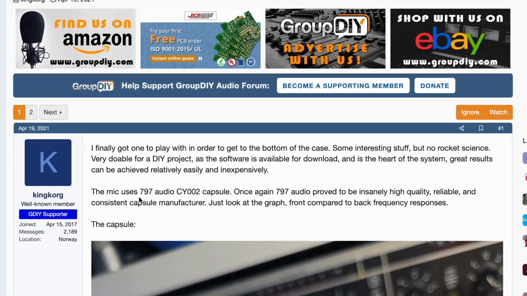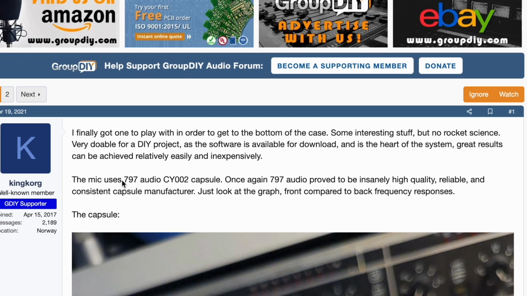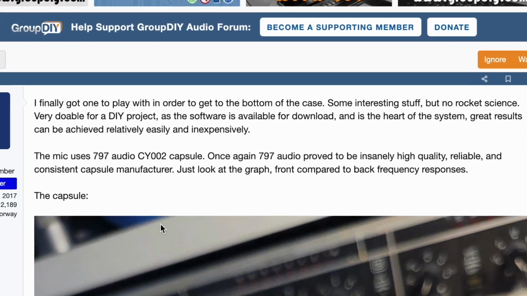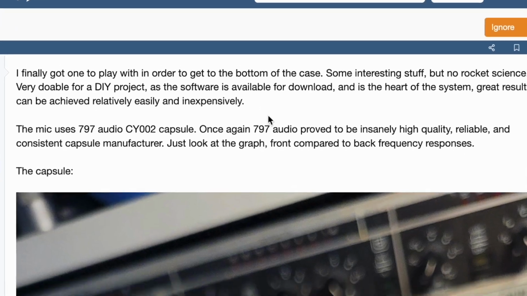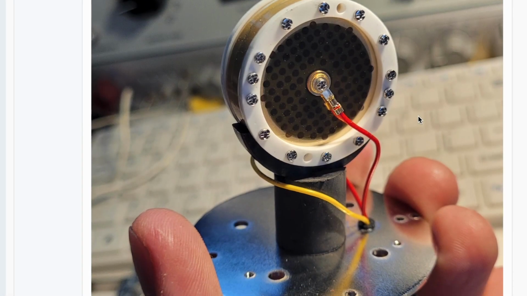Class is in session. So KingKorg has discovered that inside the sphere is the 797 Audio CY002. Insanely high quality, reliable, and consistent. I like those words when describing a capsule. And if you look at this thing and you're saying to yourself, "Self, that looks like a cheapy capsule. How could that be special?"